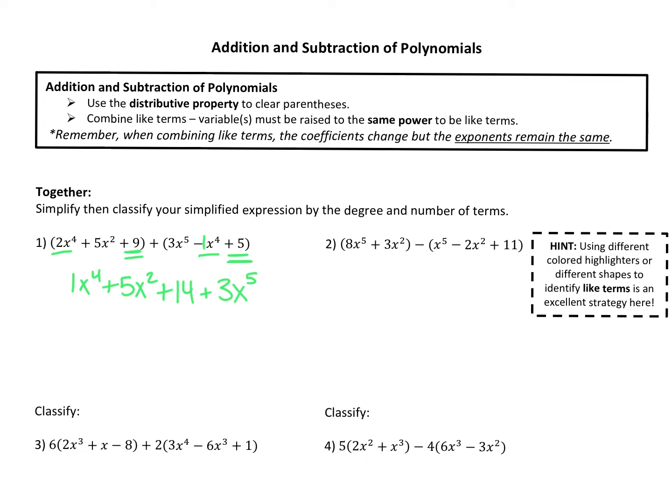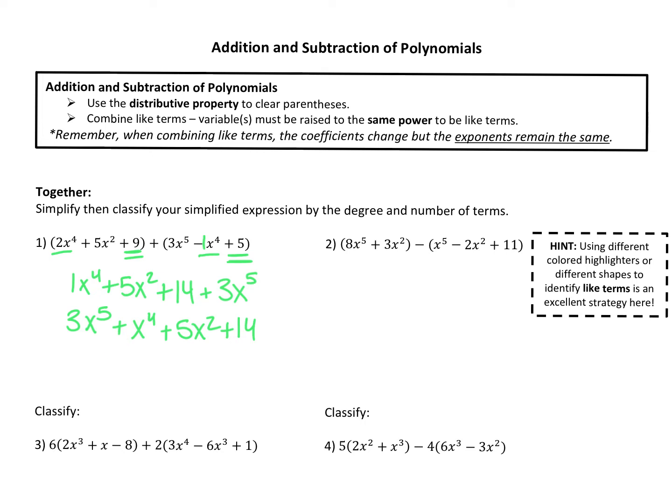When we write polynomials, we typically write them in descending order by their degree or their exponent. That means that my first term is going to have the x to the 5th, then x to the 4th. I don't have any terms with x to the 3rd, so then I'll have an x squared. I don't have any terms with x, so I'll end with my constant, like this. So my answer is 3x to the 5th plus x to the 4th plus 5x squared plus 14. I did not need to write the 1 in front of the x to the 4th.